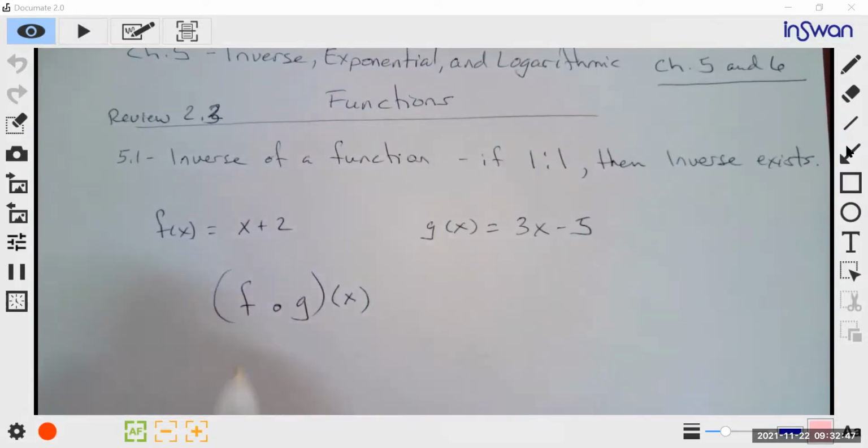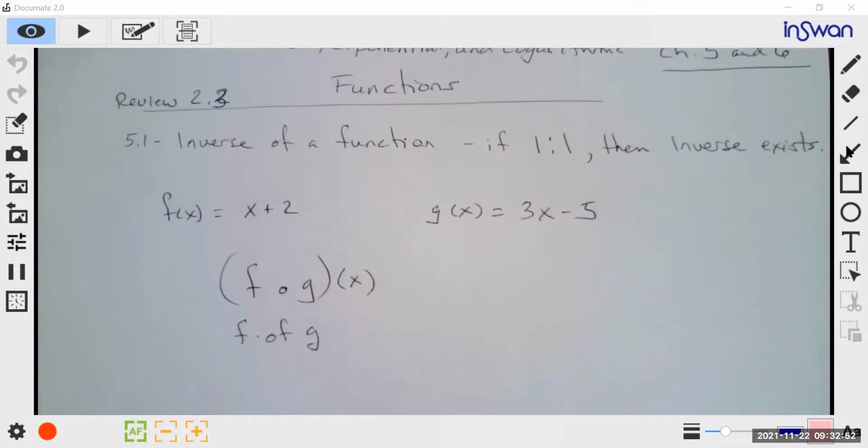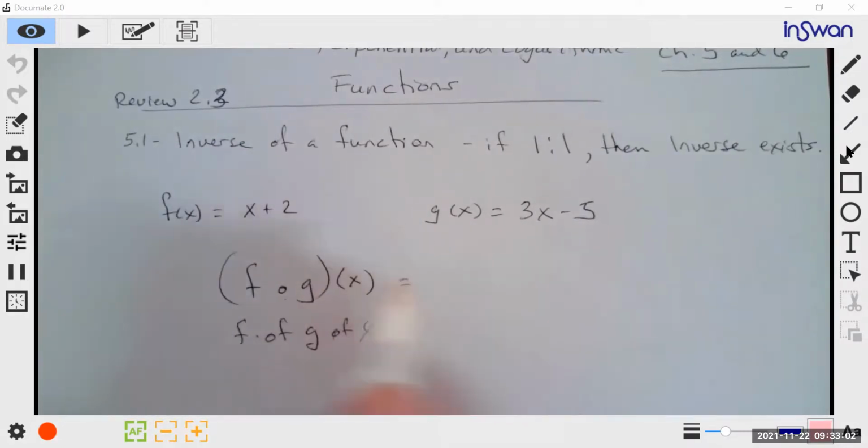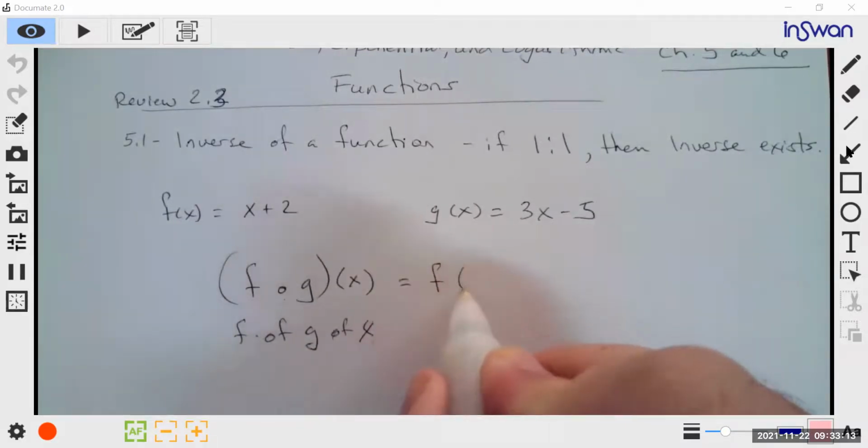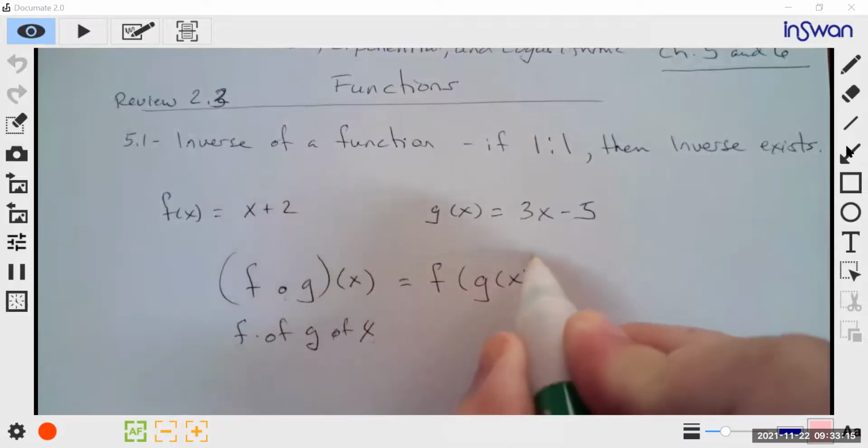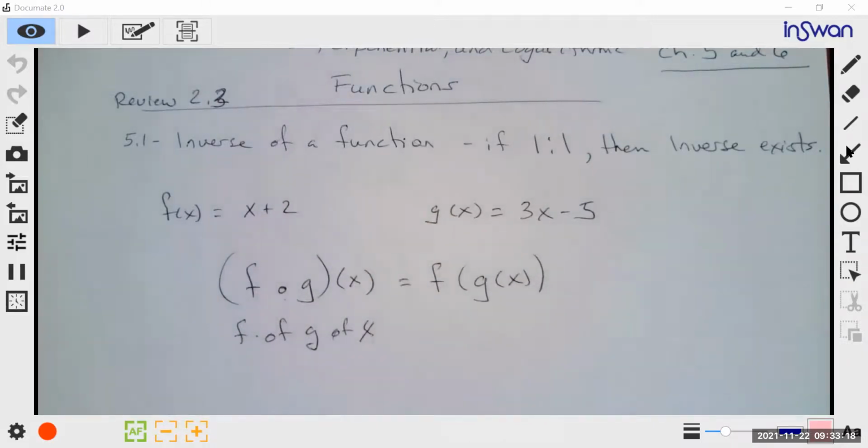Whenever you see this, this is read f of g, the function f of the function g of x. So what that means is function f, its function variable is g, whose function variable is x. So it looks like this. It just kind of collapses over itself.